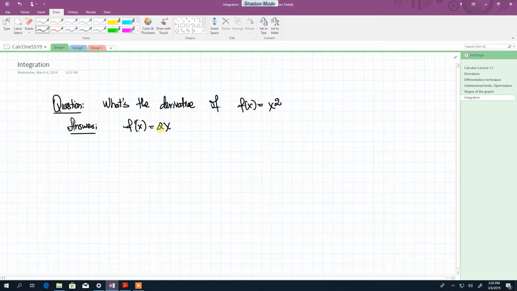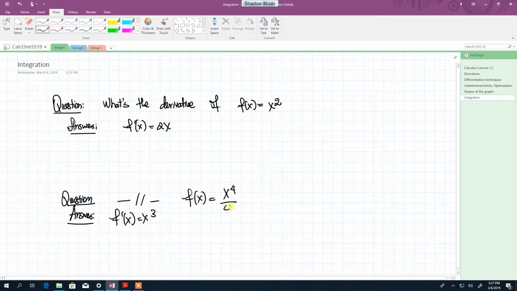Now, we're interested in inverse questions, okay? Now, I will give you the answer, and you need to tell me the question, okay? So the same thing. If I say, hey, the answer is like this: f prime of x is equal to x cubed. Tell me, what is the question? So, okay, the question is, what is the derivative of f of x equals x to the power of 4 divided by 4, right?